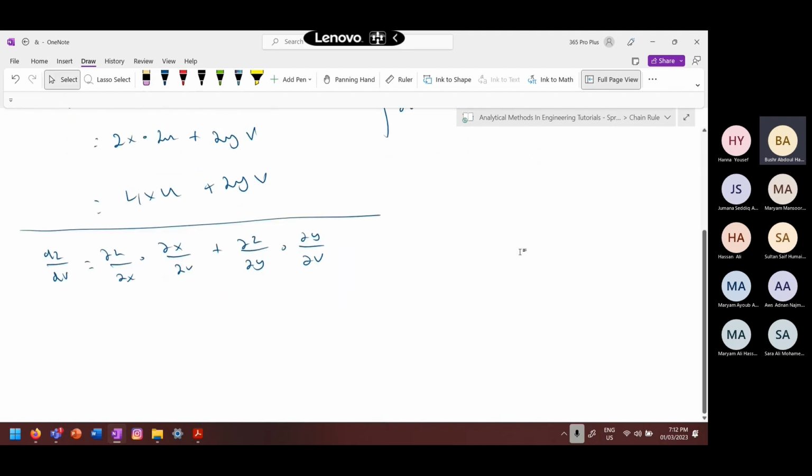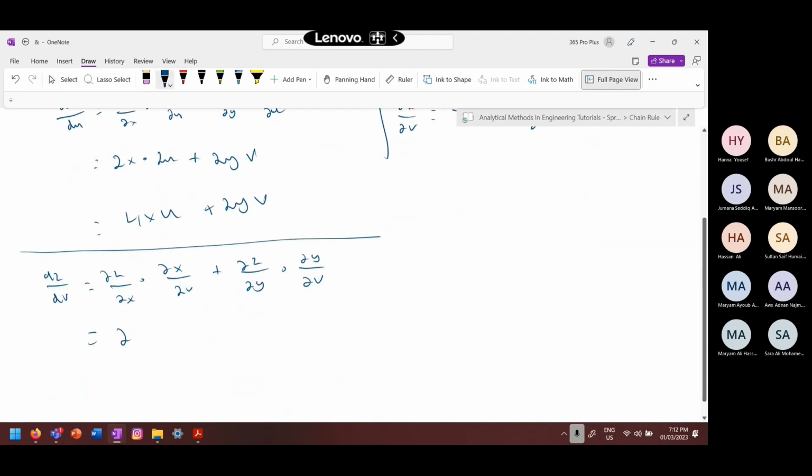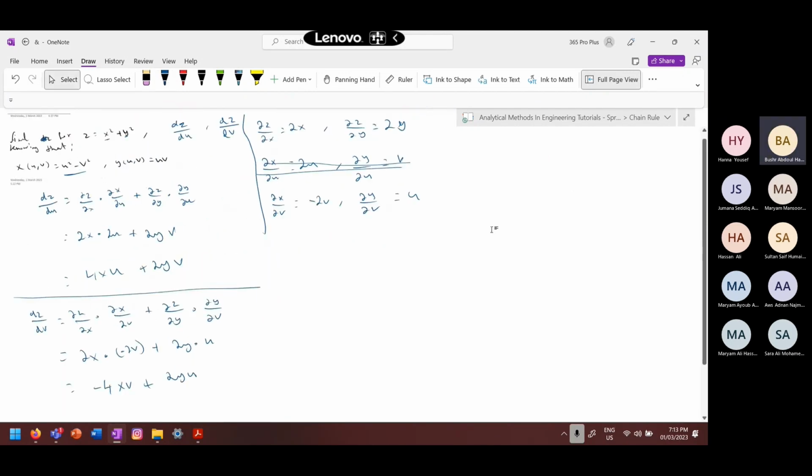Okay, now just substitute what you have here. So we have 2x multiplied with negative 2v plus 2y multiplied with u. So you'll have negative 4xv plus 2yu. Okay, you can see it's just multiplying and substitution is very easy.